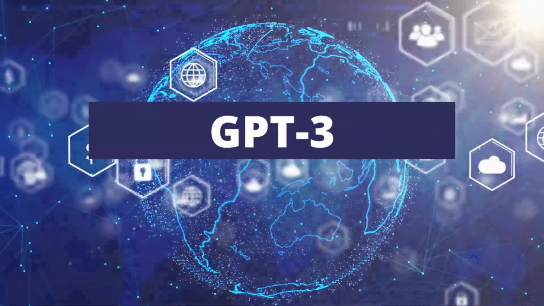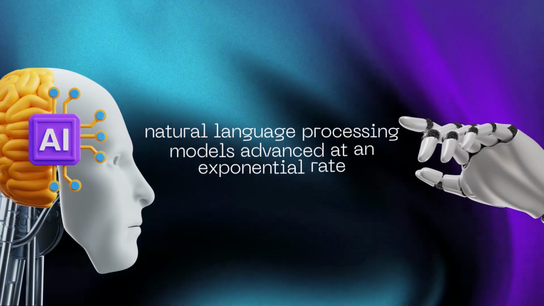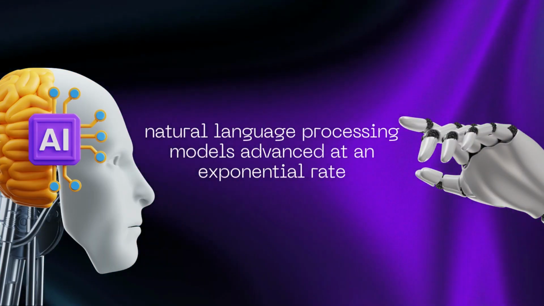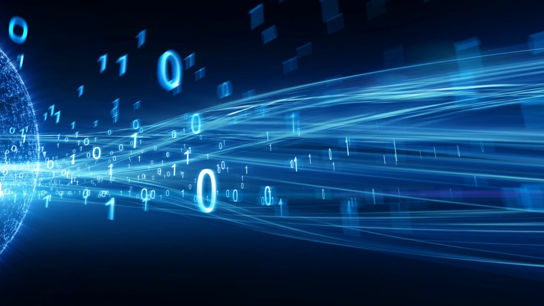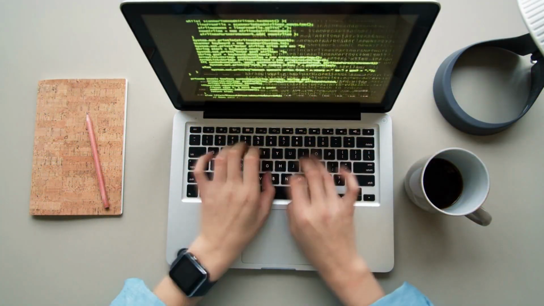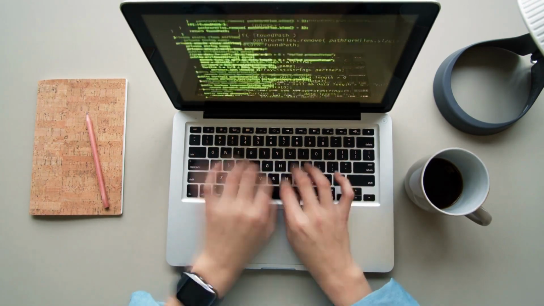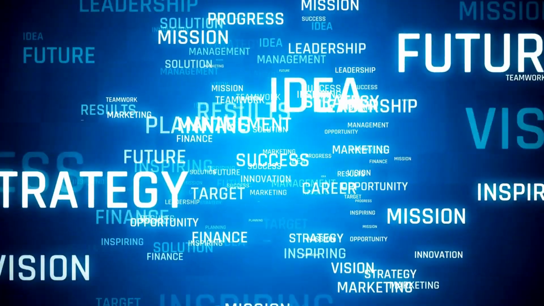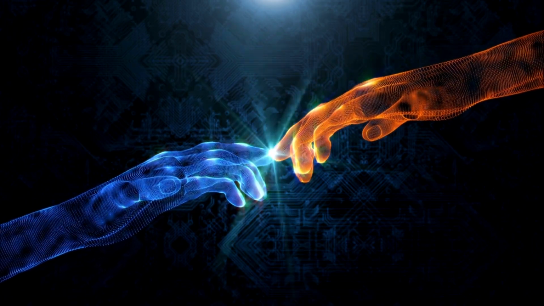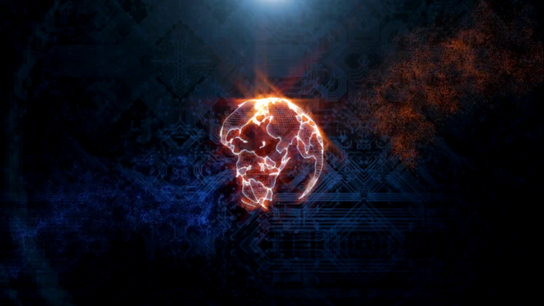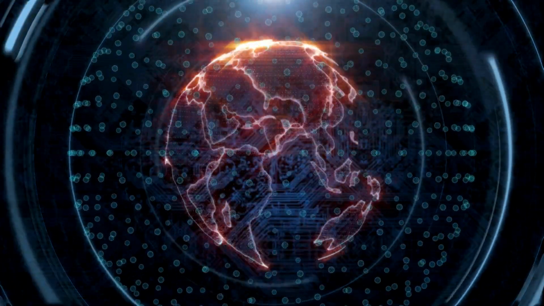GPT-3. With the release of GPT-3 in 2020, natural language processing models advanced at an exponential rate. GPT-3 has 175 billion parameters, which is more than 100 times larger than GPT-1 and more than 10 times larger than GPT-2. GPT-3 is trained on a variety of data sources, including Book Corpus, Common Crawl, and Wikipedia. The datasets contain approximately 1 trillion words, allowing GPT-3 to develop intelligent replies to a wide range of NLP tasks, even when no prior example data is provided.